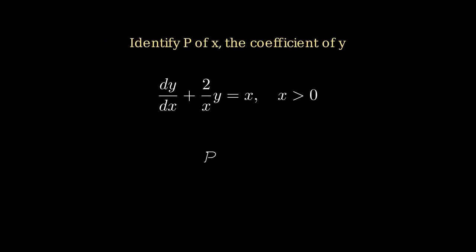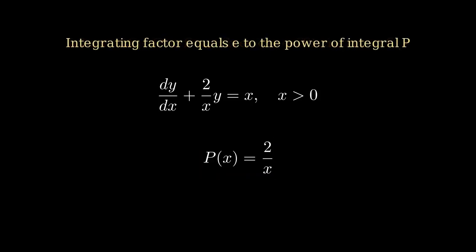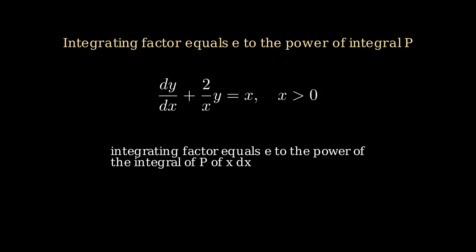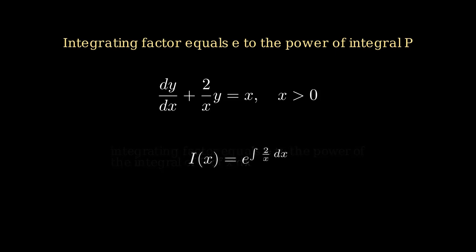First, we identify the coefficient multiplying y, and we call it p(x). Here, p(x) equals 2/x. The integrating factor is found by raising e to the power of the integral of p(x) with respect to x. In symbols, the integrating factor equals e^(∫2/x dx).